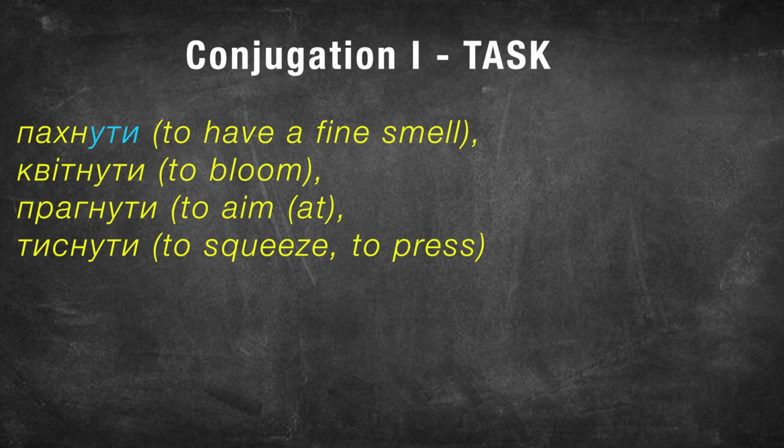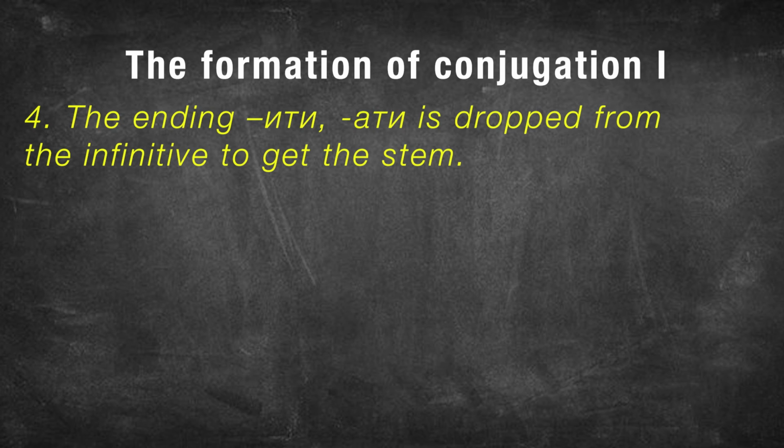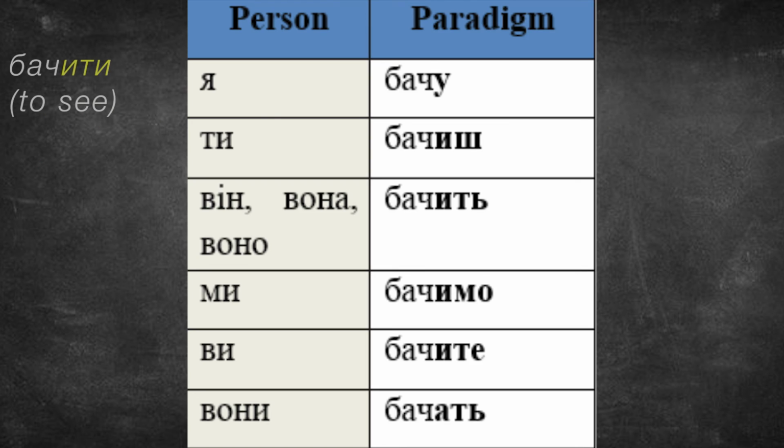Okay, the next endings of the verbs, ending ити, ати. These endings are dropped from the infinitive to get the stem. For example, in the word бачити, to see, the stem is бач. So let's do it the same way. Я бачу, ти бачиш, він бачить, вона бачить, воно бачить. Ми бачимо, ви бачите, вони бачать.